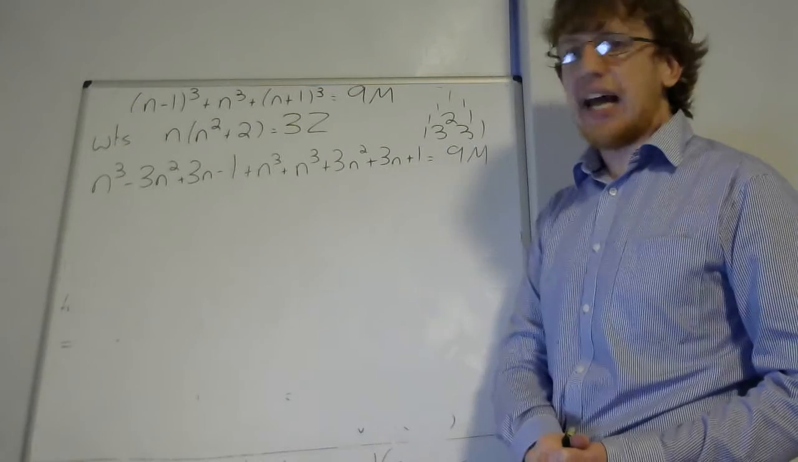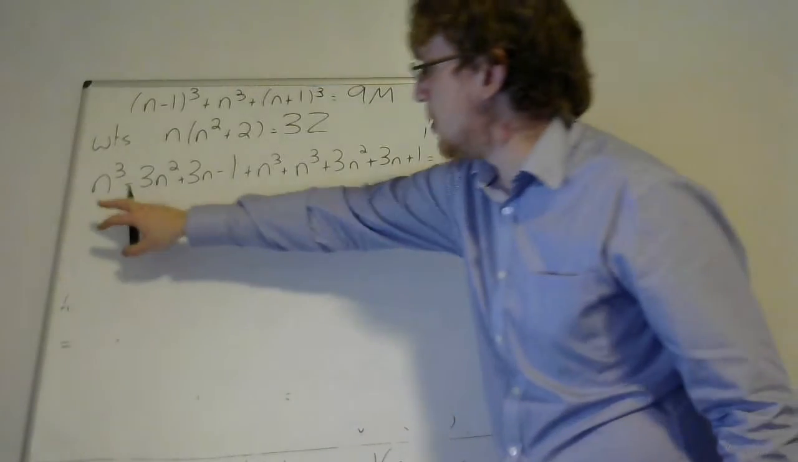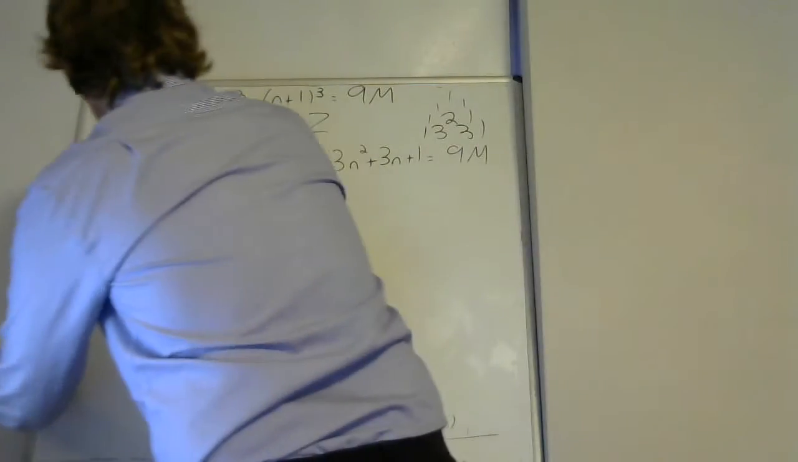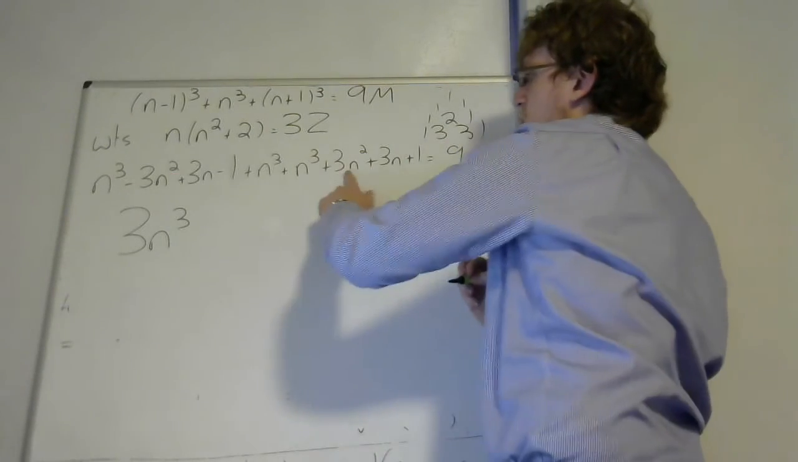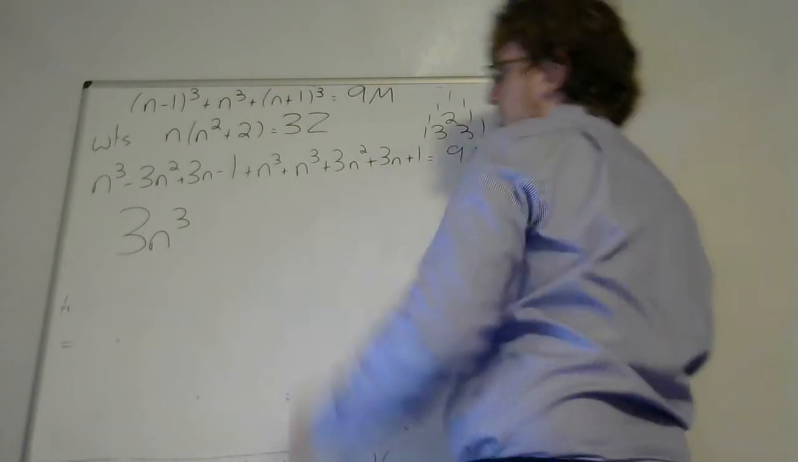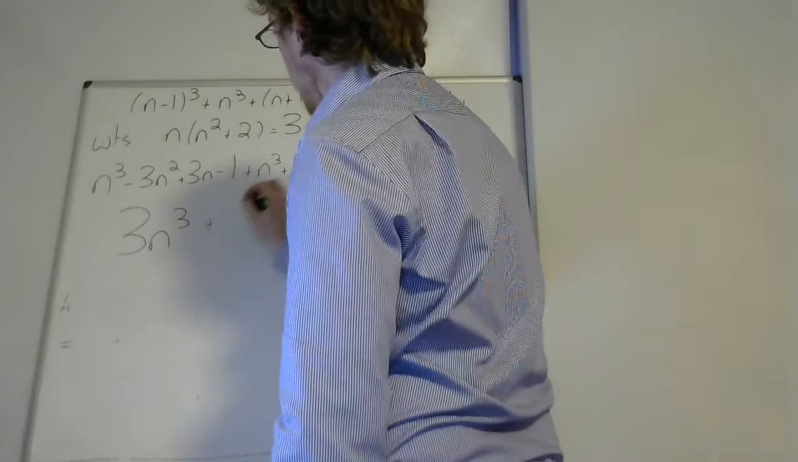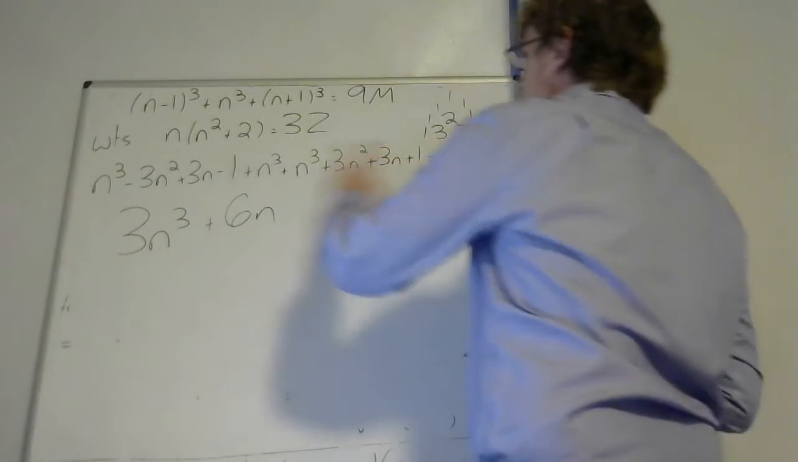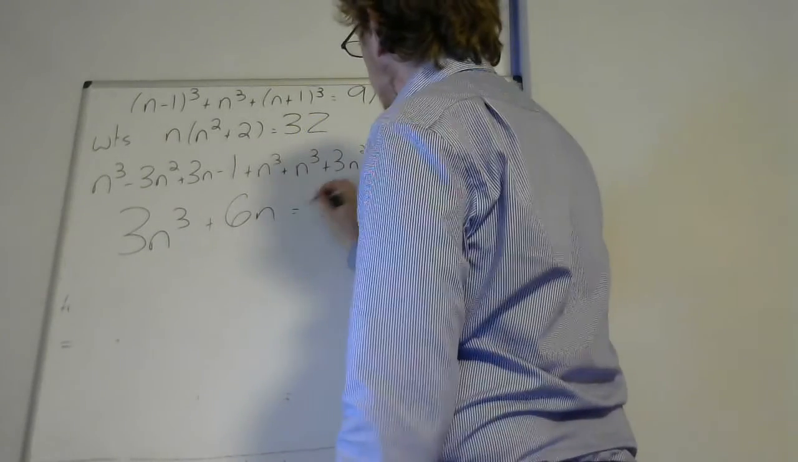Okay, so what have we got there and how does it help us? How many n cubes have we got? 1, 2, 3 n cubes. How many n squares have we got? We've got minus 3n squared plus 3n squared. They cancel. And then we've got 3n plus 3n. That gives us 6n. And then minus 1 plus 1 cancels. So that is equal to 9n.